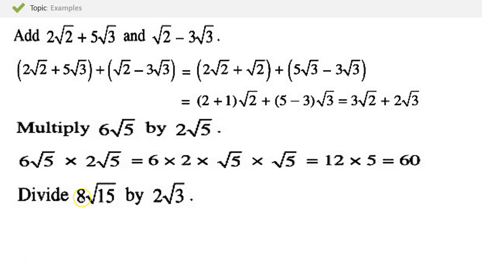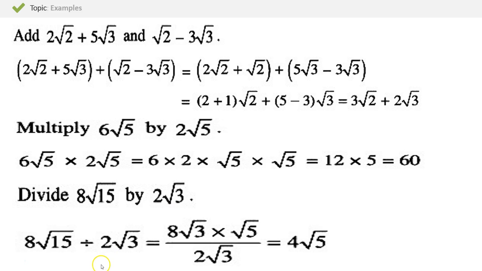Now when you try to divide 8 square root of 15 by 2 square root of 3, you can break them again. 15 is nothing but 3 into 5. So I can represent 8 square root of 15 as 8 square root of 3 multiplied by square root of 5. And I can divide it by 2 square root of 3, where the square roots of 3 can cancel out. And this 2 can cancel with the 8 to give 4, so what I get is 4 square root of 5.